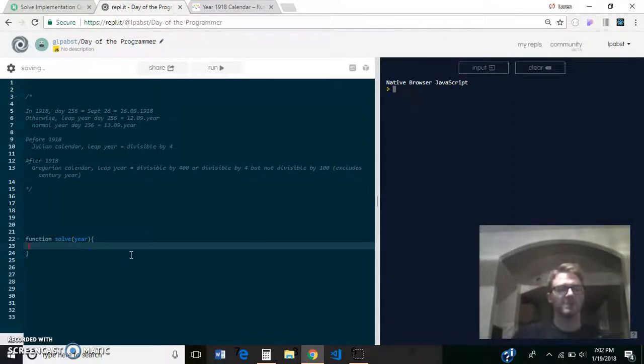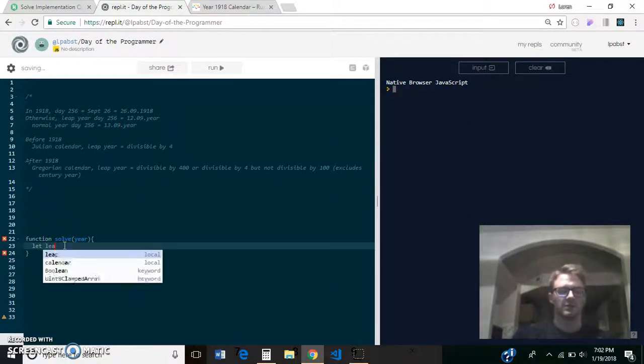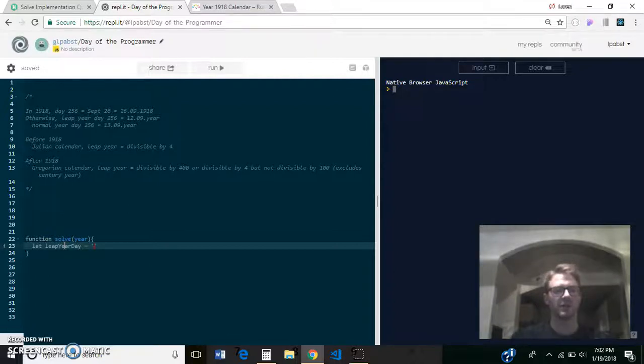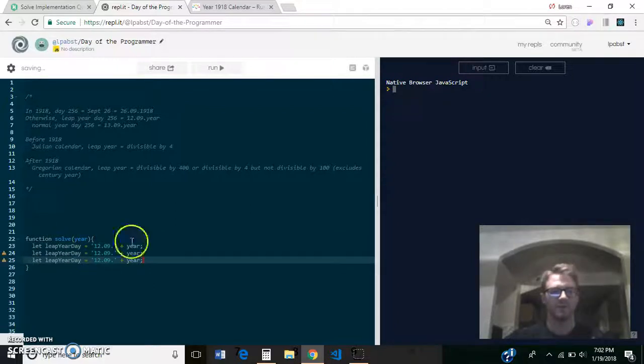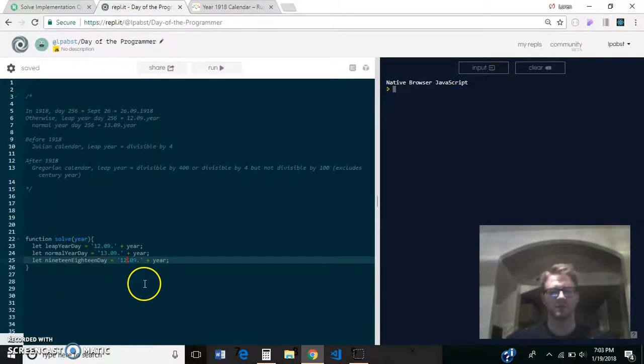Cool. So the first thing I'm going to do is create some variables that hold these values, just so that it's easy to return them when we're ready for them. So on a leap year, we're going to have the 12th of September plus whatever year the user put in, or the function got in. On a normal year, the day will be the 13th of September. And if it's 1918, it's going to be the 26th of September.